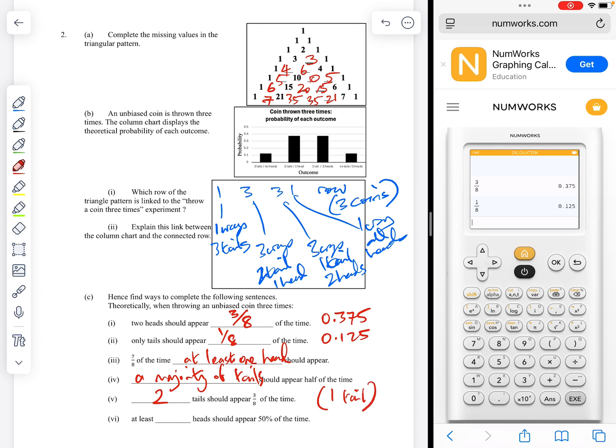Part 6. At least how many heads should appear half the time? Half the time, again we're going for this, so that's 2 heads or 3 heads, so we would say at least 2 heads should appear 50% of the time.